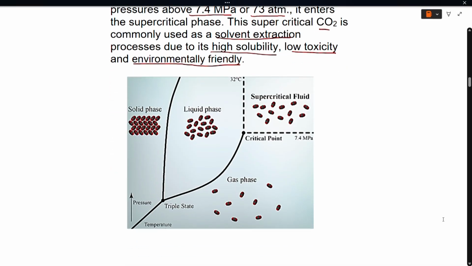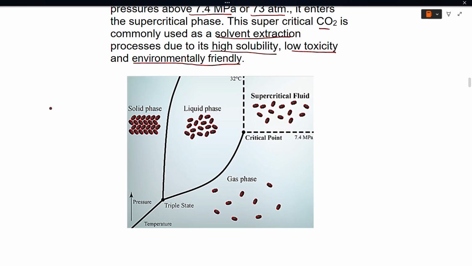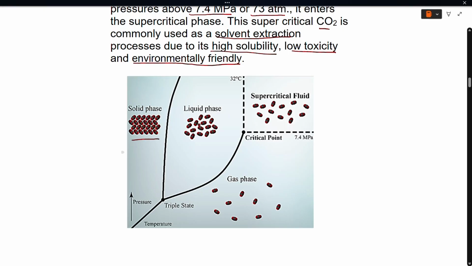Now let us see the condition. See, this is any substance in the solid state. We have the close packed arrangement. In the liquid state, they move a little bit far away from each other.